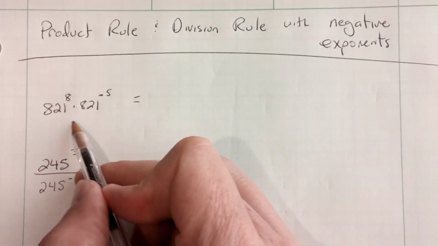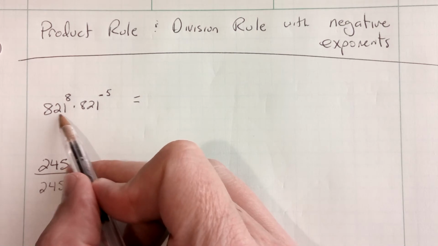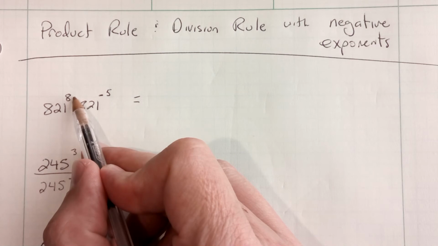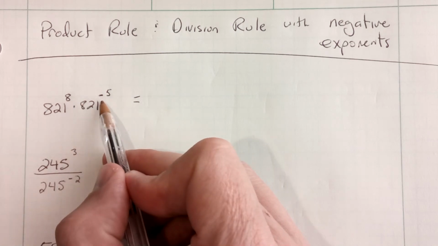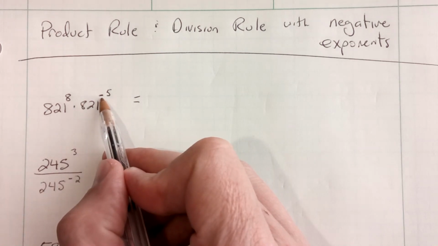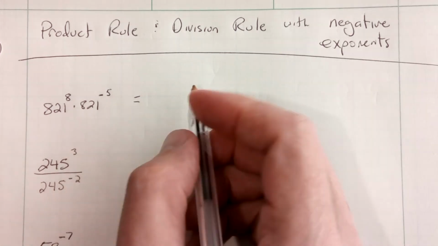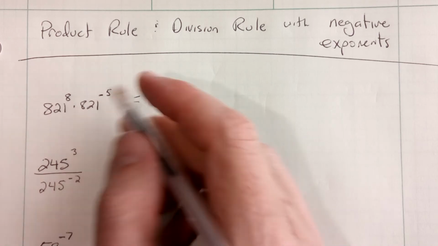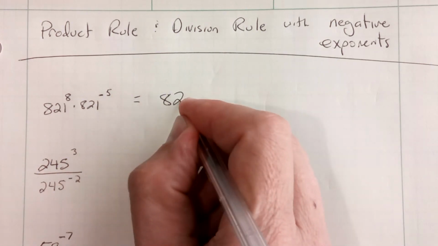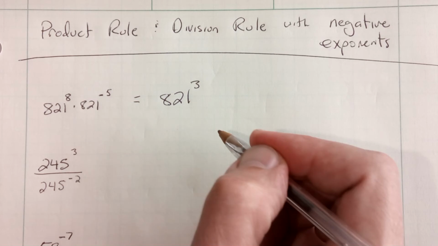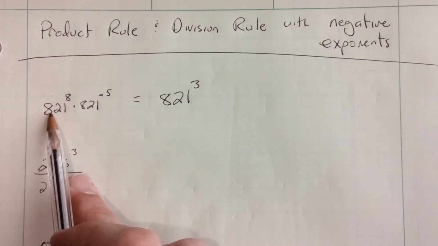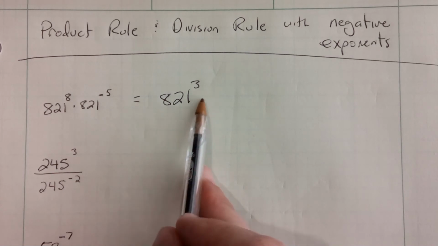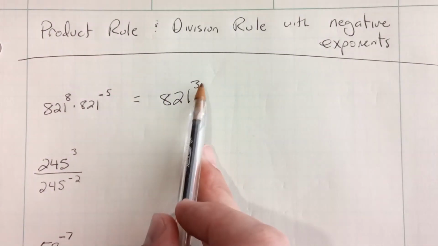If you have two bases that are the same that you're multiplying together with exponents, we obviously add the exponents. Just be careful if one exponent is negative and one is positive. When we add them, we actually add a negative 5 to the 8. We would get 821 to the third power. So again, they're using large bases, so we don't want to multiply it out. We just want to represent the expression as a base raised to an exponent.